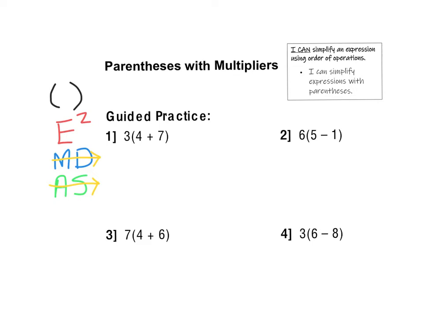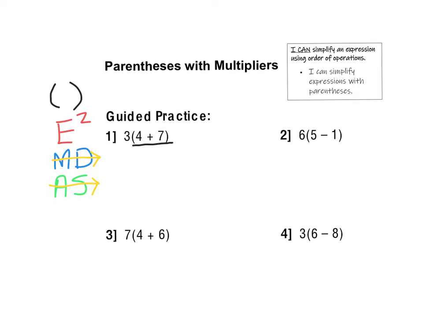All right, so today we're going to be doing order of operations when we have parentheses with multipliers. Okay, remember we're still going to follow the order of operations: we have to do whatever is inside the parentheses first, do any exponents, multiplication and division next, and then lastly we're going to do any addition or subtraction. All right, let's go ahead and look at this. We're going to do our parentheses first. So I'm going to make sure I am underlining what I am doing to show you.